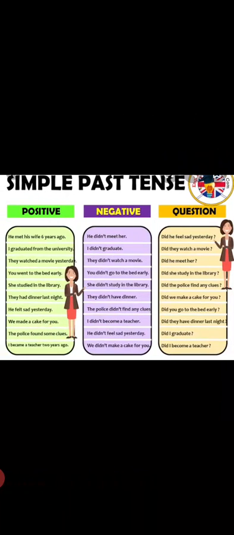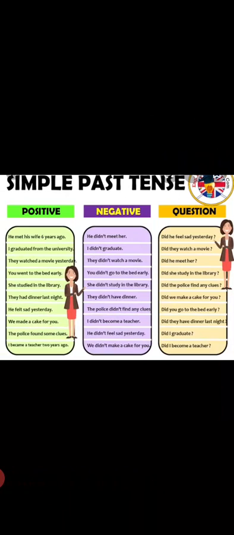Now comes a few examples of simple past tense. So here are a few examples of positive or assertive sentences, negative sentences, and question or interrogative sentences. For positive sentences, for example, you went to bed early, she studied in the library. See, these are simple, positive, assertive sentences.